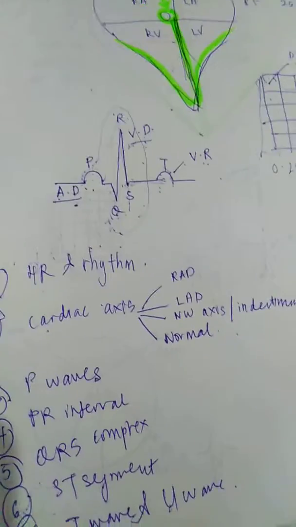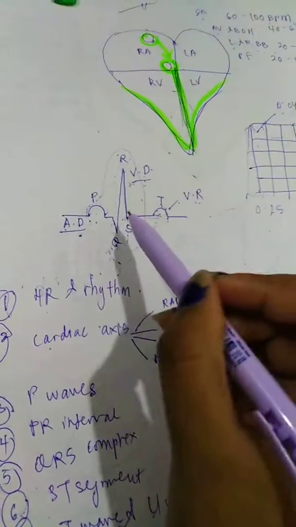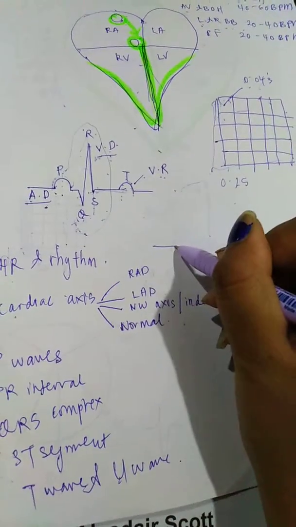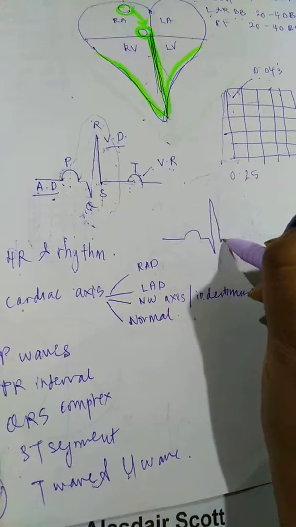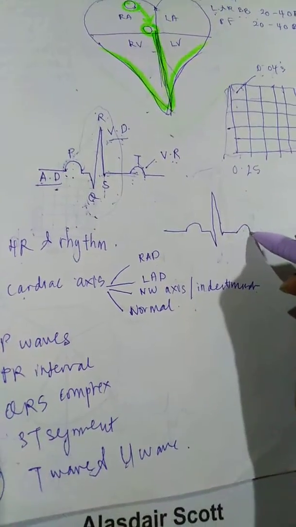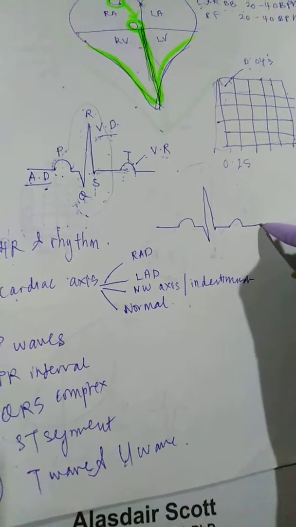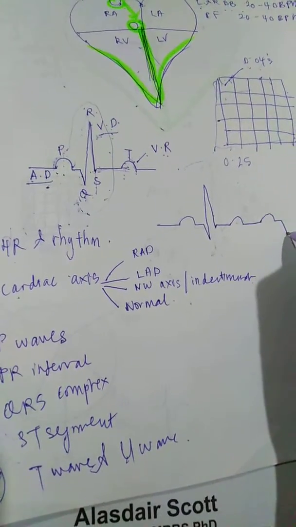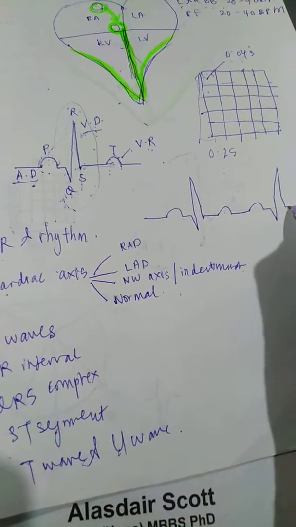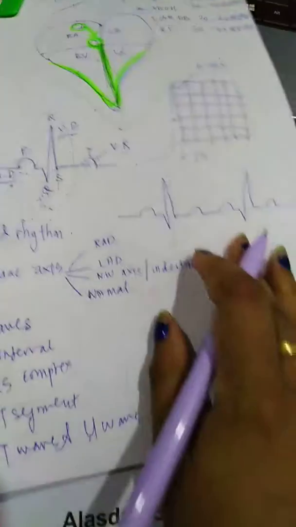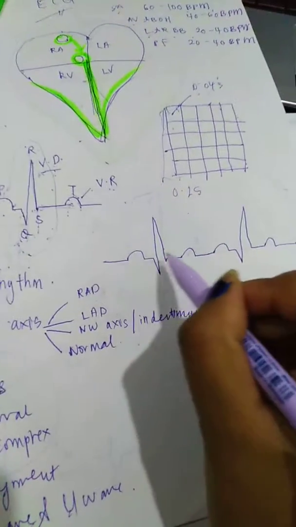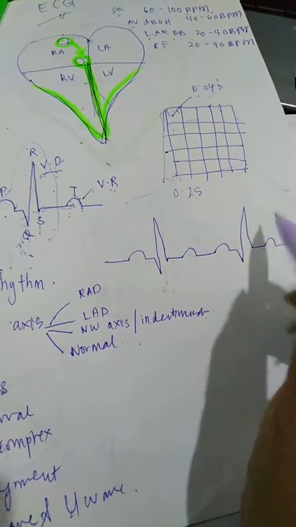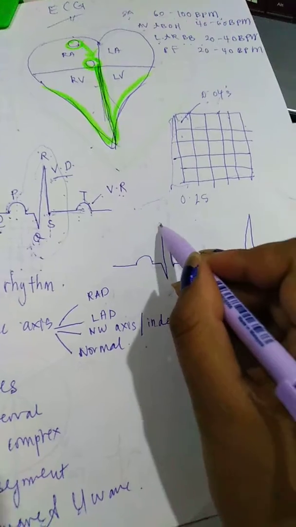And how do you know if it's regular or irregular? Say you have an ECG strip like this: your P wave, then your QRS complex, then your T wave, then it goes back to normal, and again you get your P wave, your QRS complex going in, and then your T wave, and it continues all over again. So what do you do if you get a long strip like this?